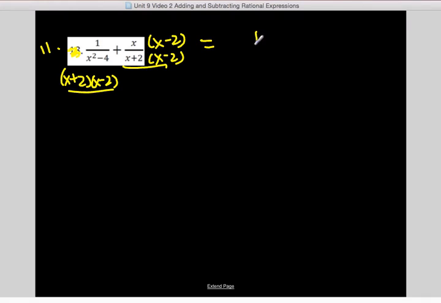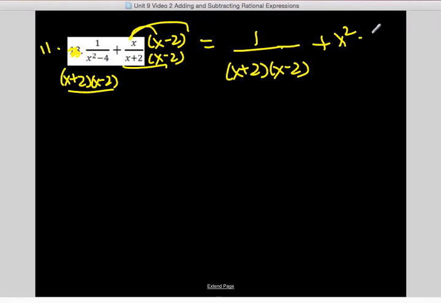So I have 1 over x plus 2, x minus 2, then plus, I'm going to distribute this x. x squared minus 2x all over x plus 2, x minus 2. Now I can write it as 1.